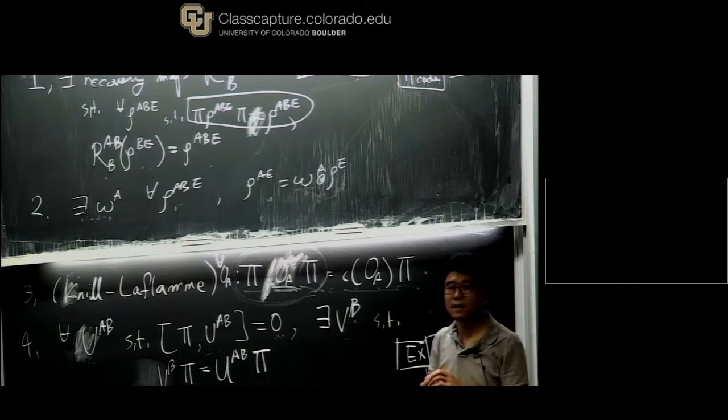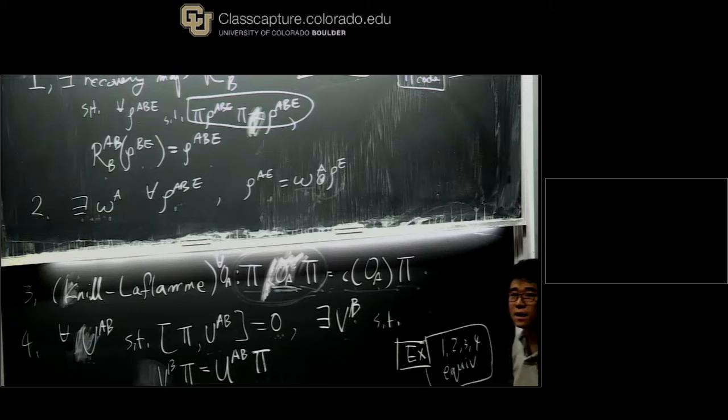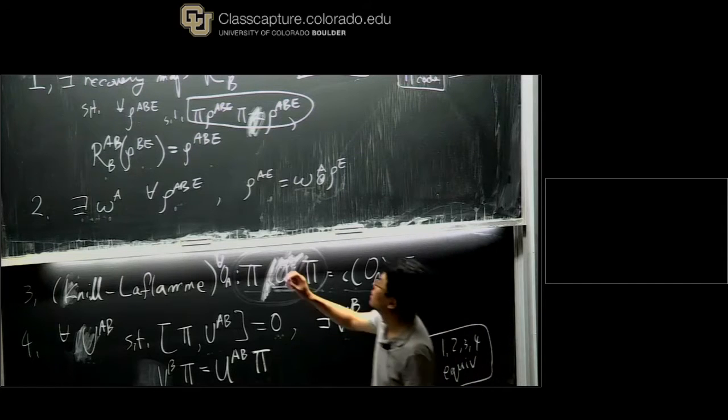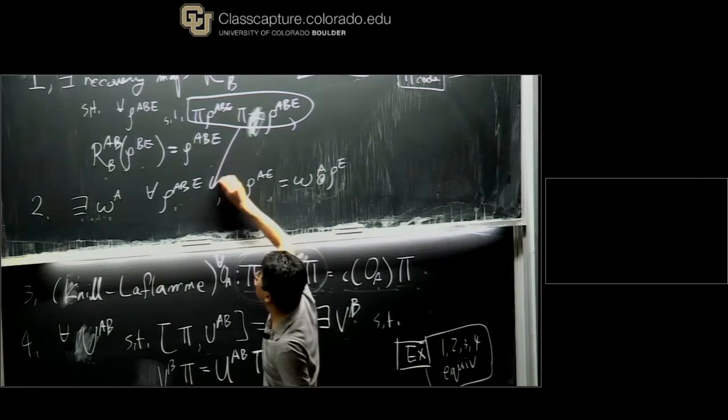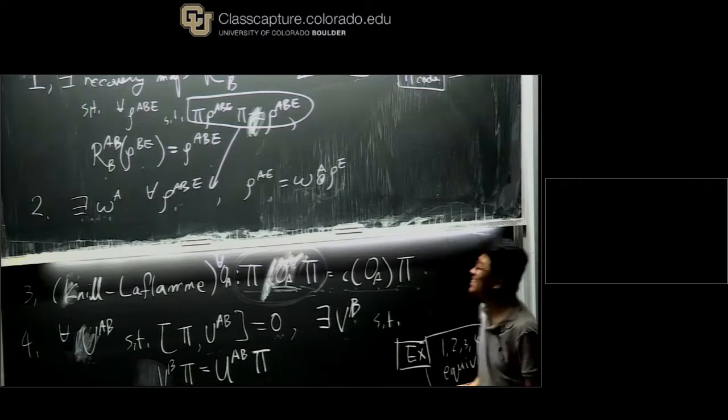So the interpretation of A and B, does that mean that this is just some bipartition? Yep, no particular dimensions. And for condition number 2, is there supposed to be something assuming that rho ABE is in any way related to the code space? Yeah. Okay.